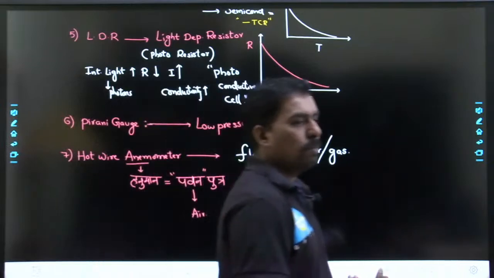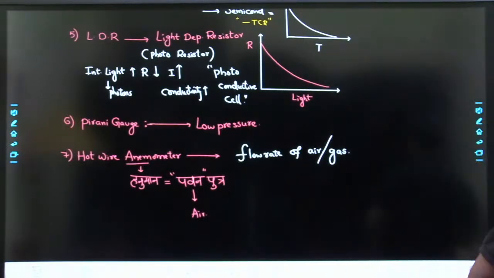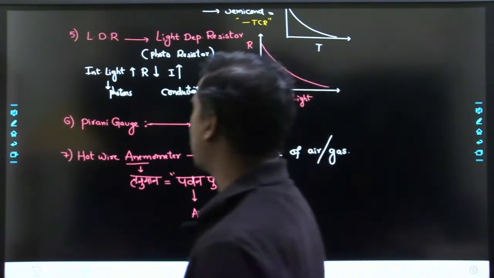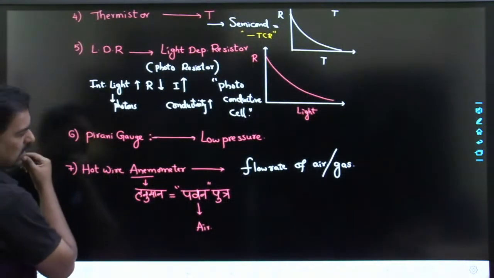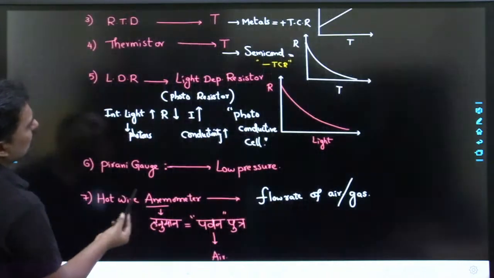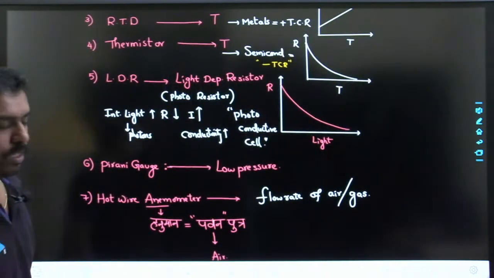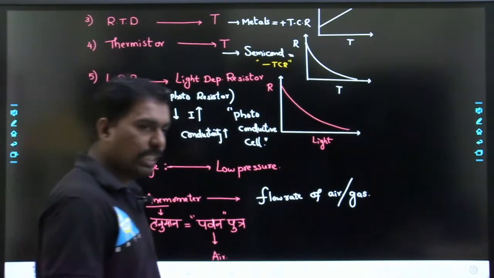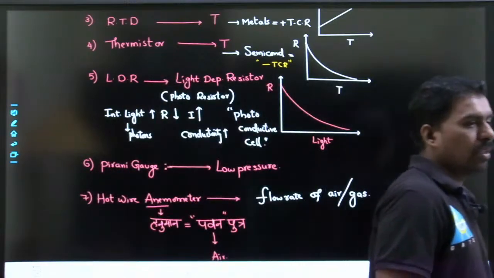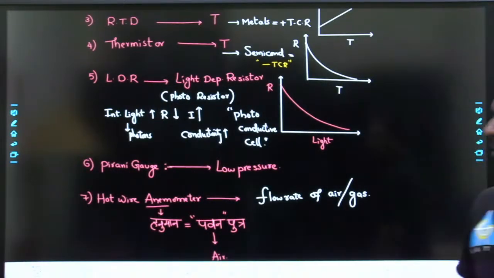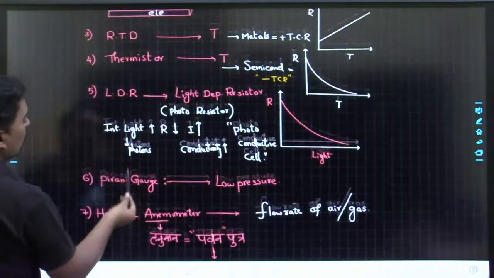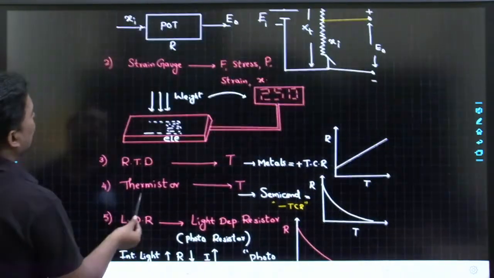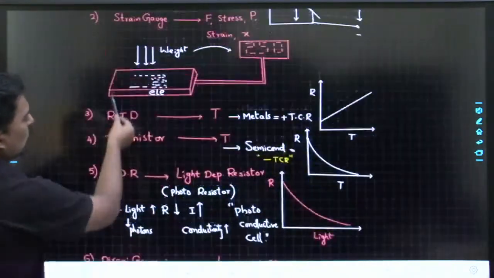These are some memory based questions. Sometimes theory questions are asked. Students who miss these concepts will fail, they will be unable to answer this. That's why today I am discussing these information oriented questions. All of you noting down this information? What is RTD, what is thermistor, what is LDR, what is Pirani gauge, what is hot wire anemometer, strain gauge, potentiometer?